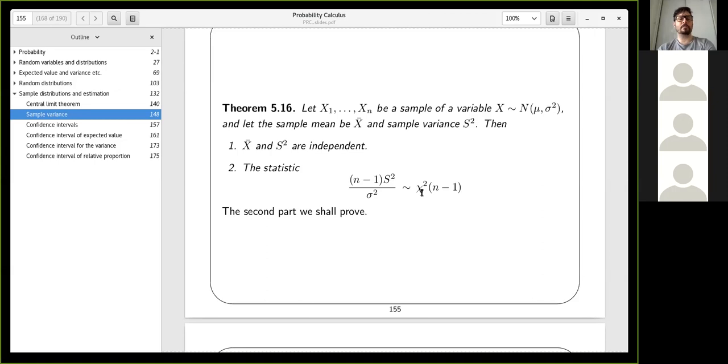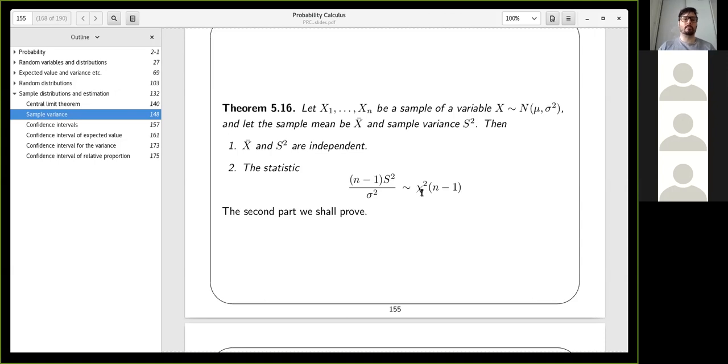And if we calculate another statistic where we eliminate from s squared the factor that it's divided by n minus 1, and then normalize it by dividing the sample variance by the actual variance, then what results is the chi-squared distribution with n minus 1 degrees of freedom.